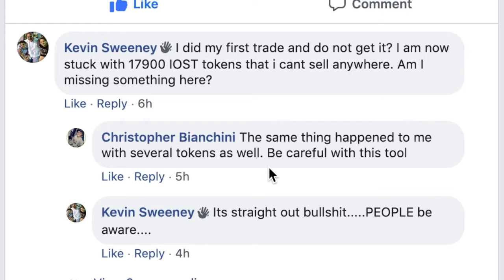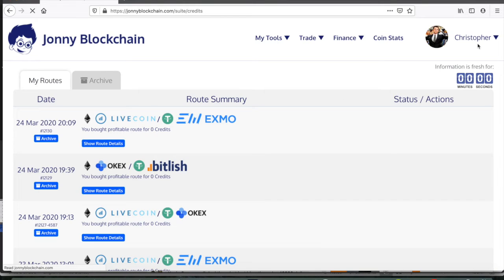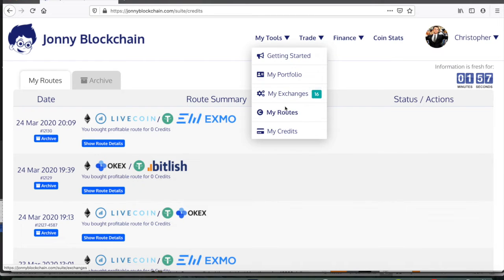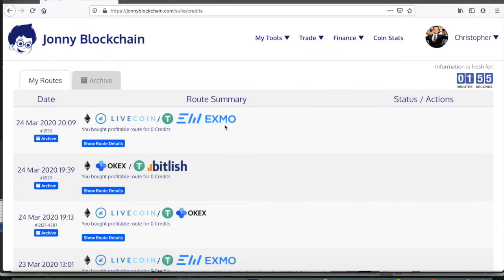So I wanted to have a look at your account. So I went into your Johnny Blockchain account, and as you can see, your name at the top there, Christopher. And I've come down to tools and my routes, and I see a trade here with Ethereum and Tether. So I'm not sure how you could lose those two coins, because the coins are, you know, good coins.